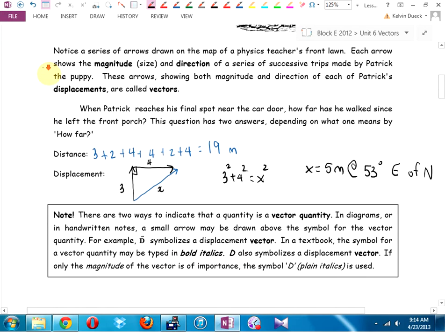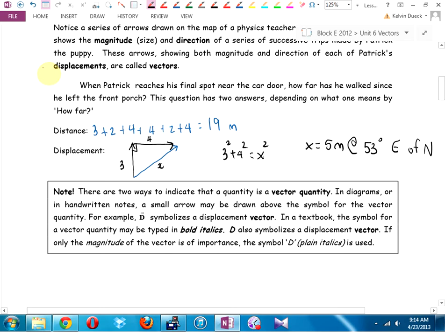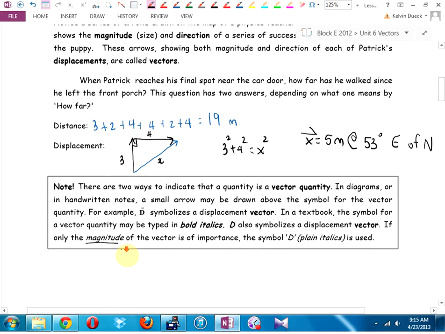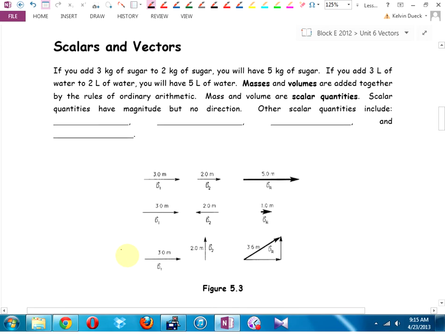Okay? There are two ways to symbolize or indicate a quantity that is a vector quantity. One is to put the arrow above it, like I just did. In textbooks, they'll symbolize a vector with a bold font, but a bold font is hard to do when you're handwriting, so we use the little arrow when we're handwriting. For what it's worth, if only the magnitude of the vector is of importance, they'll use plain italics in a textbook. Again, tough to do when you're handwriting, so we use the arrow notation. Turn the page.